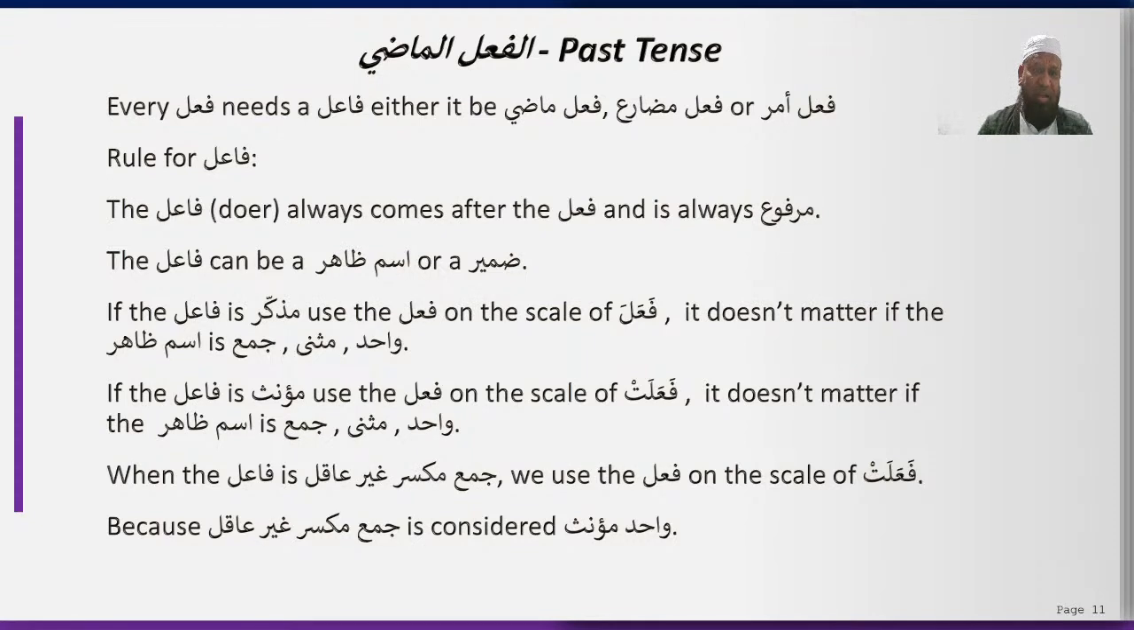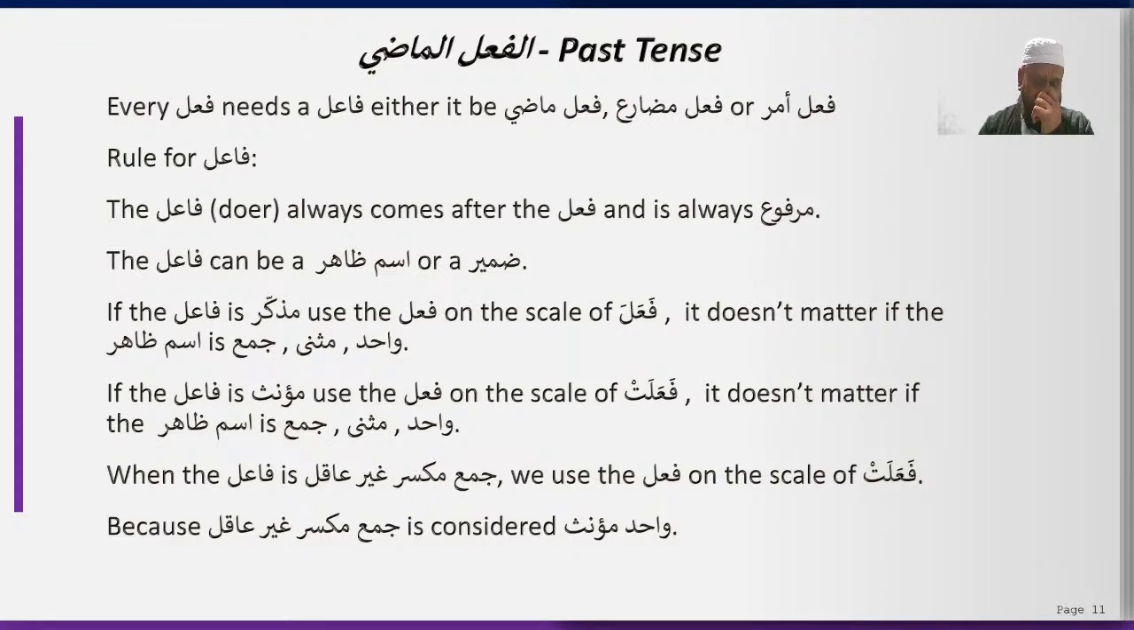As we have learned, every fi'l needs a fa'il, be it fi'l madi, fi'l mudari or fi'l amr. The rule of fa'il: the fa'il, which is the doer, always comes after the fi'l, and it is always marfu. The fa'il can be an ism dhahir or a damir.